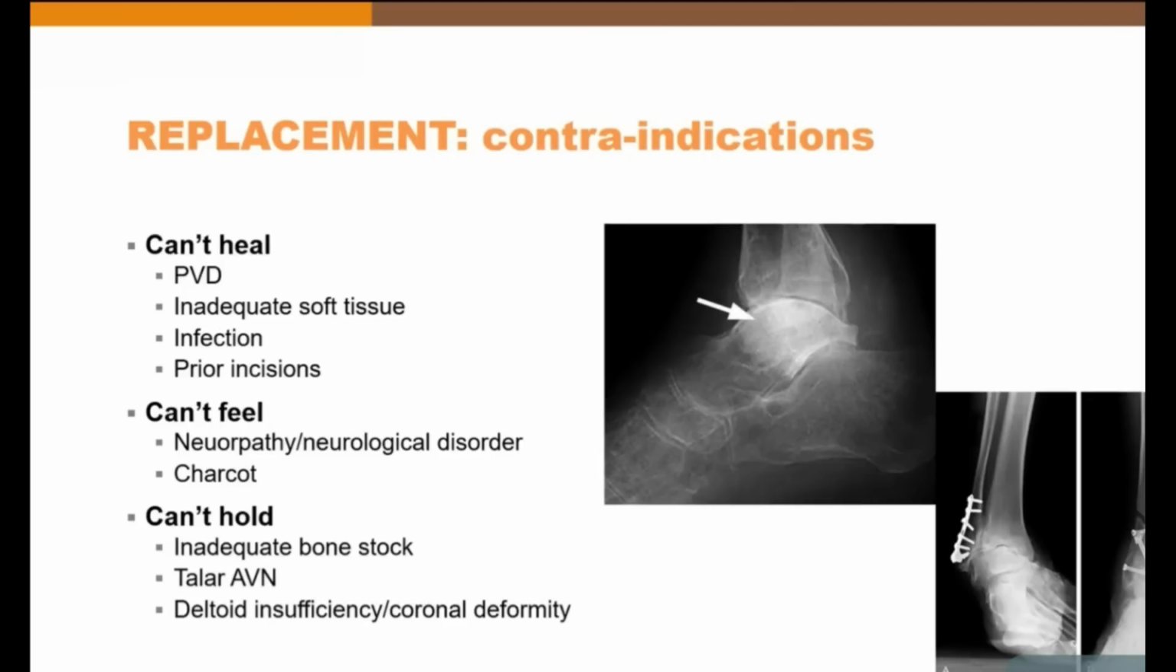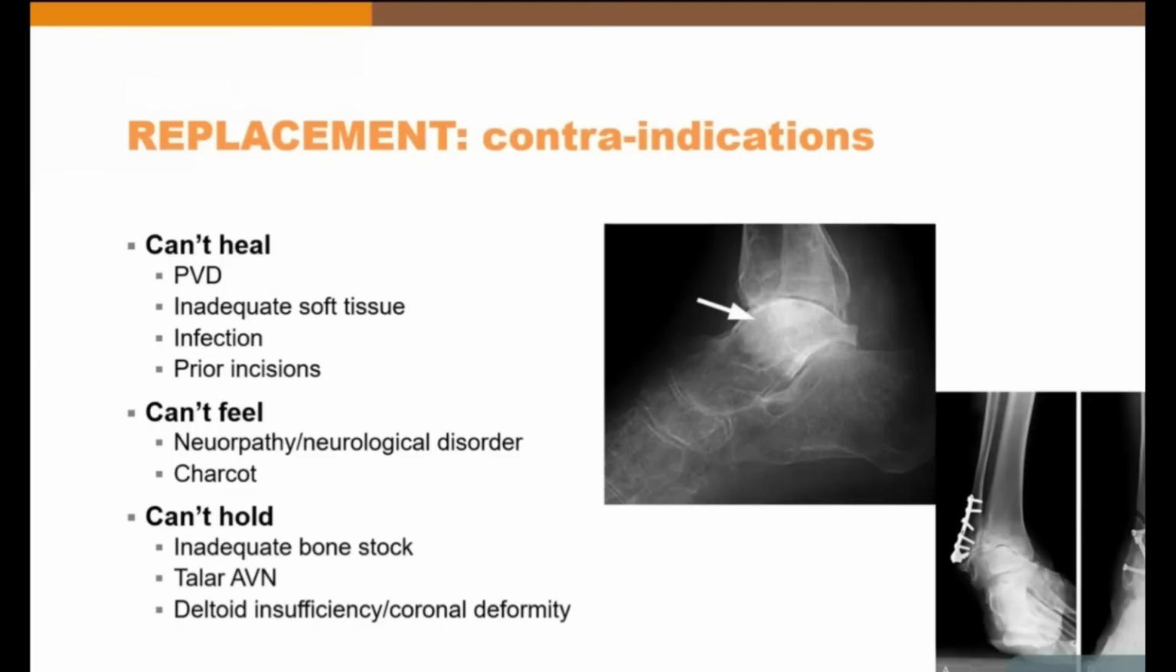So can't feel, those with neuropathy or neurologic disorder without normal or close to normal motor function of their limb are poor candidates due to the abnormal loading forces that would go across an arthroplasty. Charcot arthropathy or degenerative arthritis due to decreased sensation is also a contraindication.